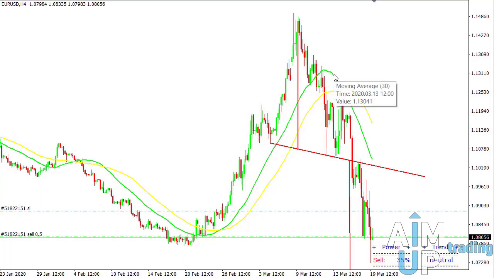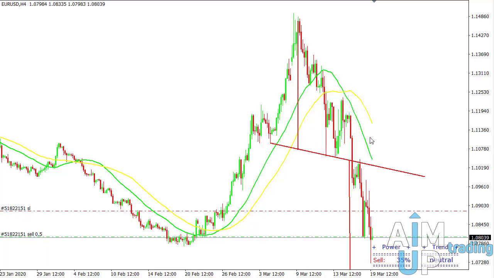But I forgot to mention the moving averages. If you watched our previous videos, you're probably already familiar with this: the green moving average is a 30 period moving average, and then the yellow one is a 50 period moving average. We always use them on our charts. Then we have the price action.